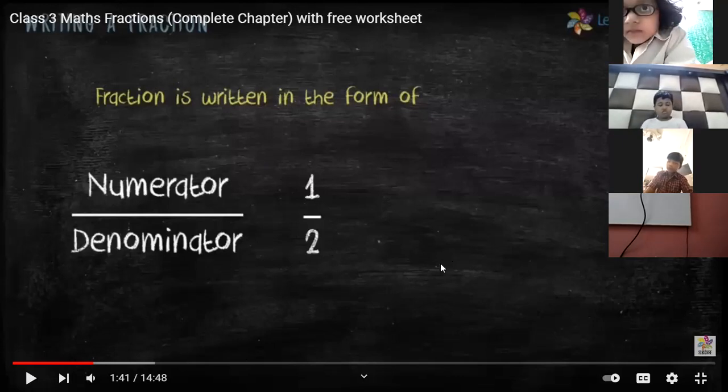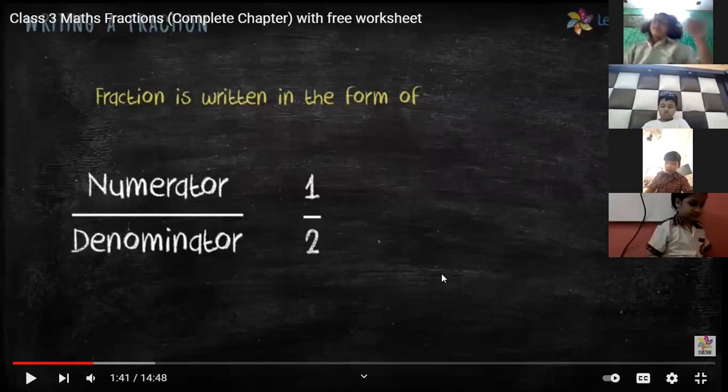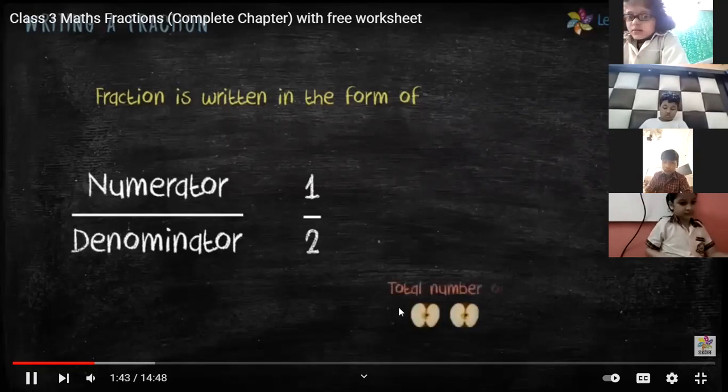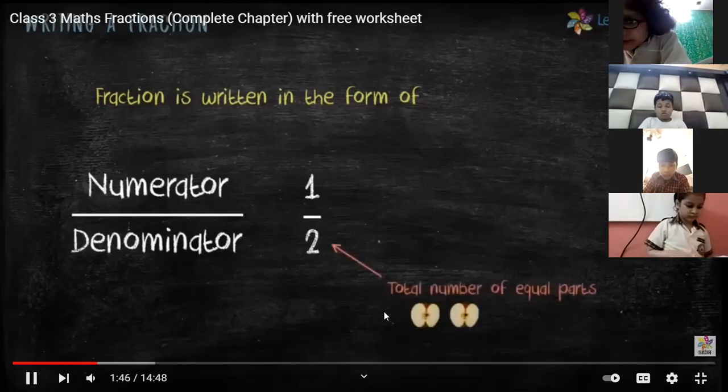So now with one more example, we will discuss the same. Now we are going to continue with these terms, what exactly the denominator means and what exactly the numerator means. With the definition, you all are going to listen very carefully. Now what is denominator? Denominator is the total number of equal parts.